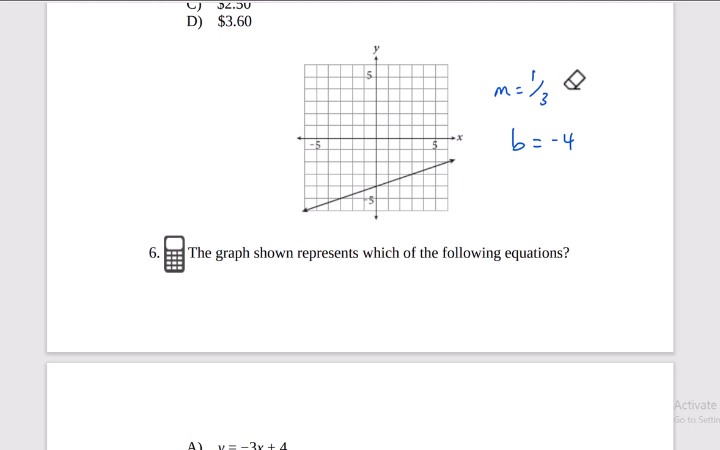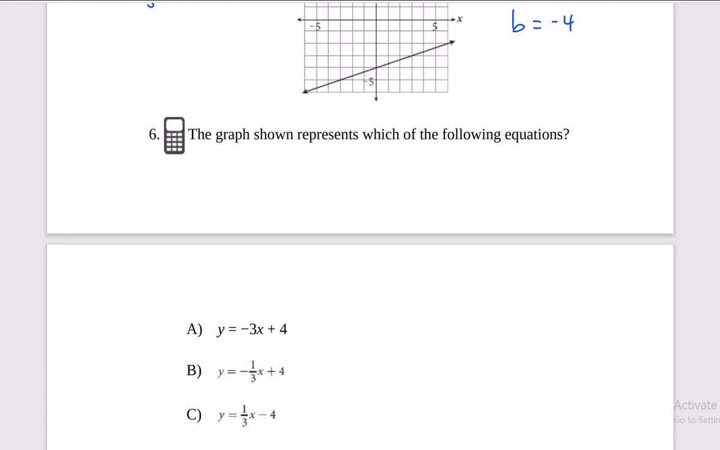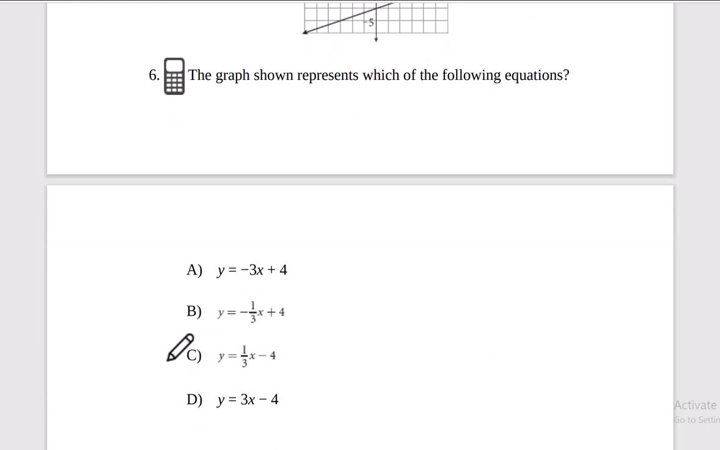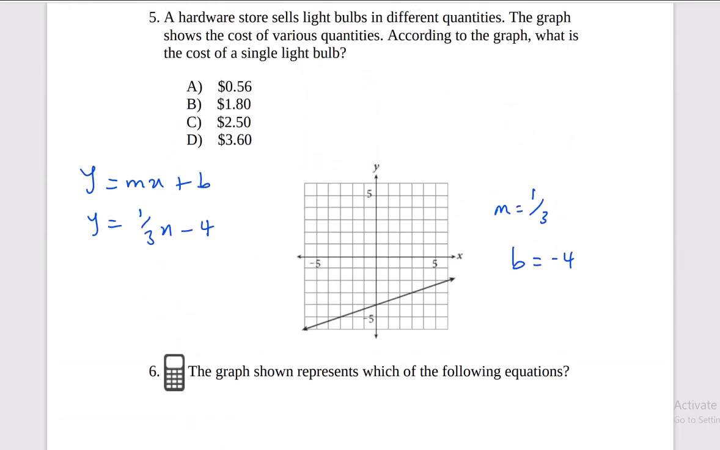By just reading off the graph, you see I've gotten all this information. From here, we're trying to write this in y equal to mx plus b format. So y is equal to 1 over 3x minus 4. Let's check if we have any answer like that. 1 over 3x minus 4, that's C.